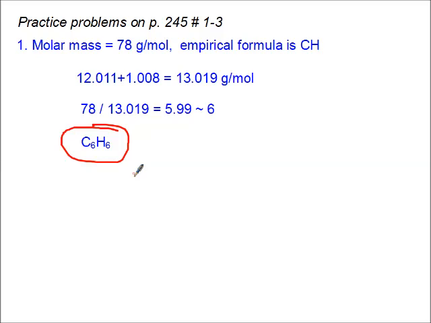You have to know what empirical formula means, what molecular formula means, what molar mass means. Make flashcards if you need to. First, write down what you know. Next, molar mass of the empirical formula. Find your ratio right here. Multiply by that number. That gives us our molecular formula for that compound.